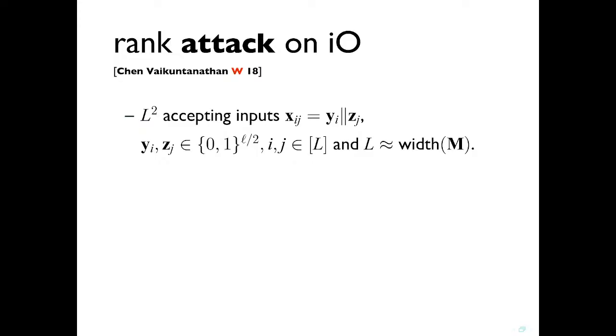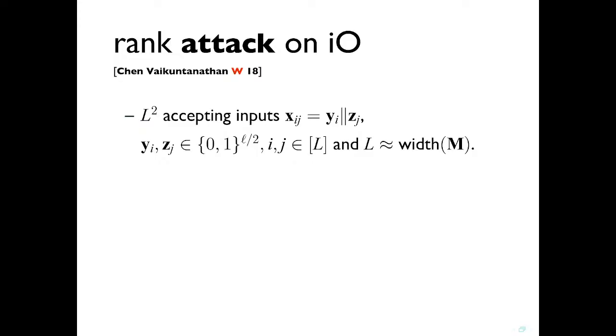All right, let me start with the high-level overview of the construction of the attack. We say that there's no attack on iO for programs with no accepting inputs, so any attack here must crucially use the fact that you have accepting inputs. The attack looks at the program and looks for L squared accepting inputs. L is a parameter that, roughly speaking, grows with the width of the branching program multiplied by the security parameter. Accepting inputs of the following form.